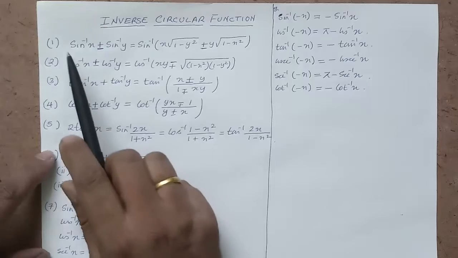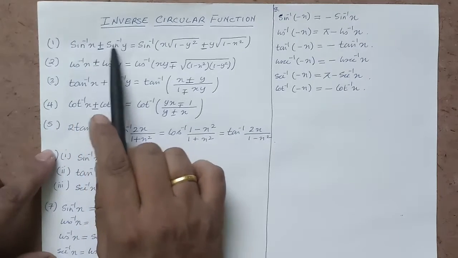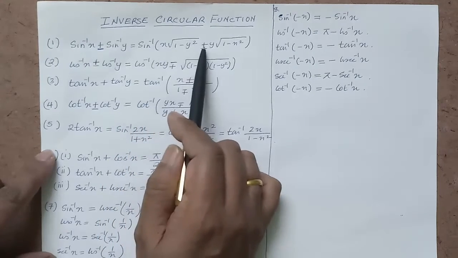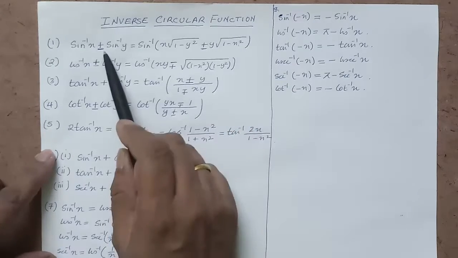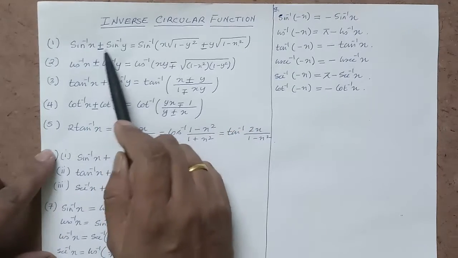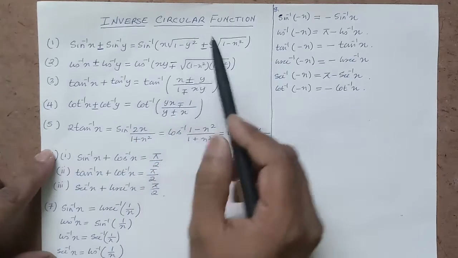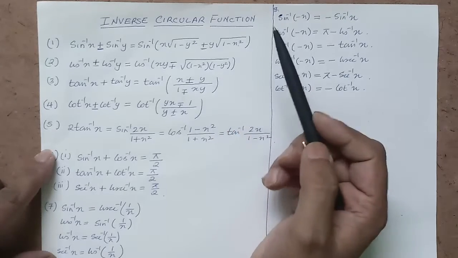Now, the first formula, you just have to remember this formula: sine inverse x plus sine inverse y equals sine inverse of x under root 1 minus y square plus y under root 1 minus x square. If it is minus over here, sine inverse x minus sine inverse y, then in this case the formula would be sine inverse of x under root 1 minus y square minus y into under root 1 minus x square.